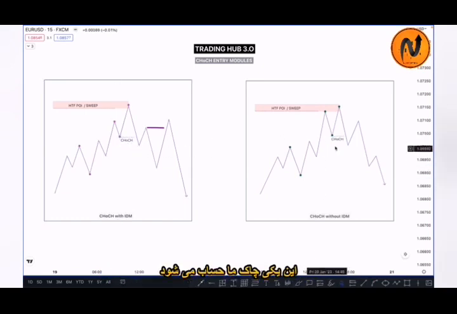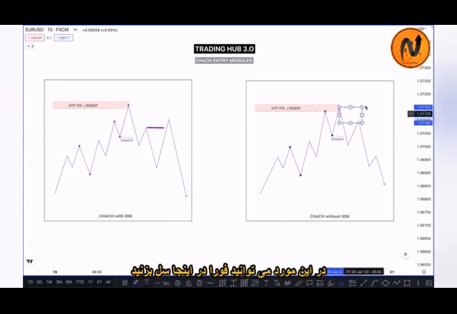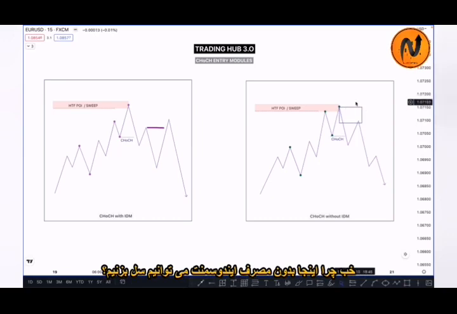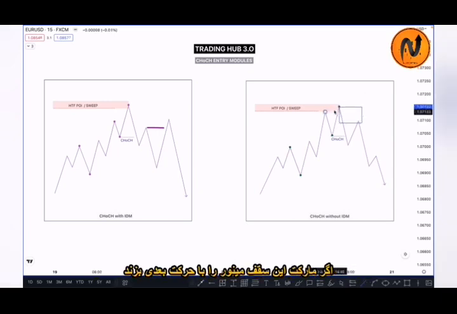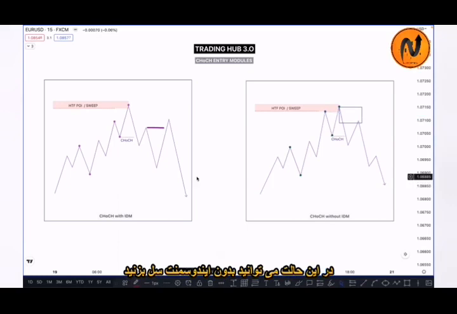Look at this one. This one is our change of character. You can immediately sell here in this case. Right here. Okay, so why are we looking here for a sell without inducement? But you have to remember one thing, this high must be swept by this move. If the market takes out this minor high by the next move, then you can immediately sell without inducement.